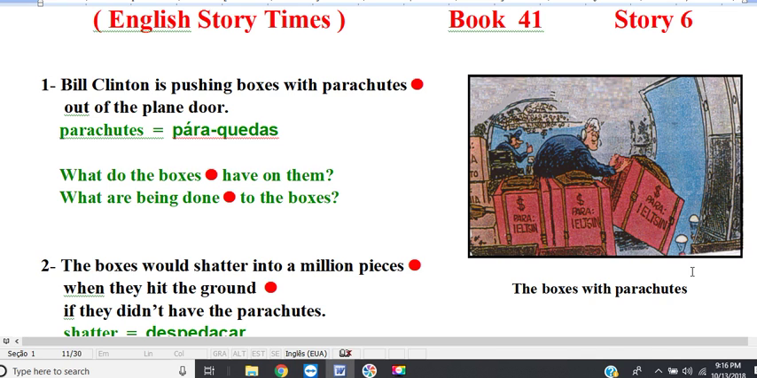Question. What do the boxes have on them? What is being done to the boxes? Bill Clinton is pushing the boxes with parachutes out of the plane door.